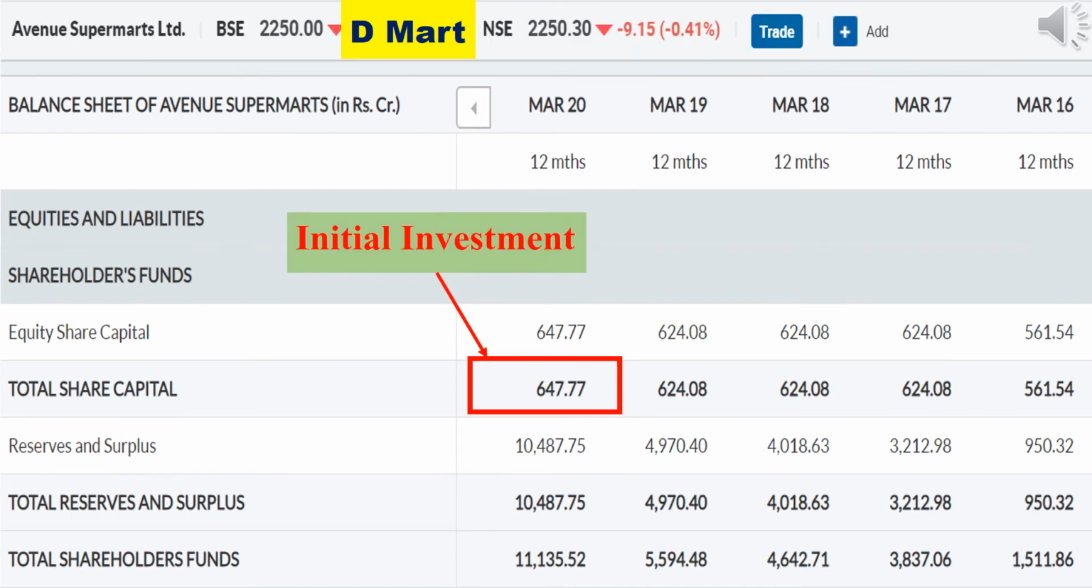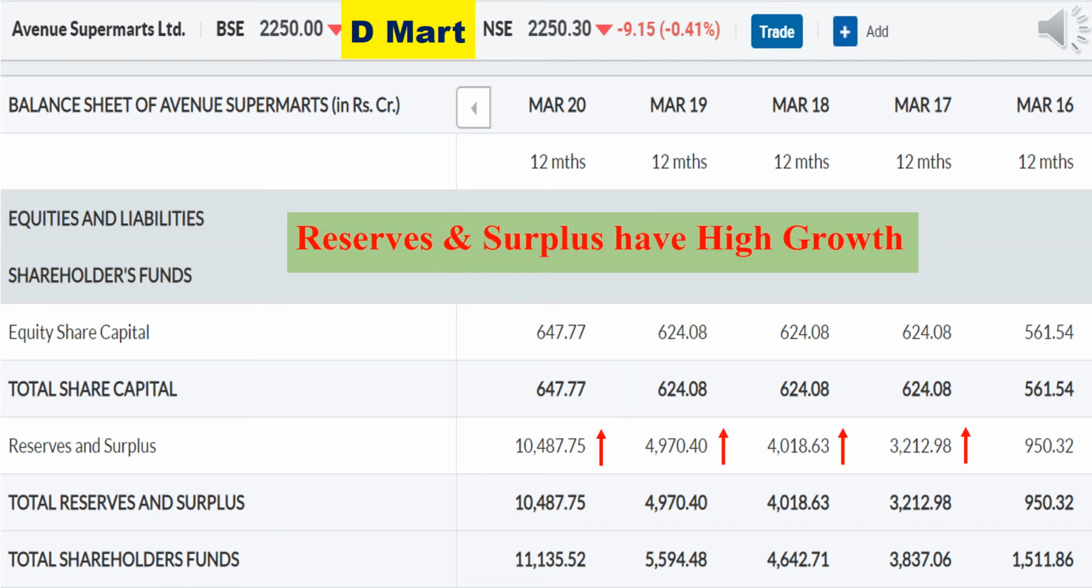Next, I had opened the balance sheet of DMart. DMart is nothing but the brand name of Avenue Supermarts. Its share capital value is 647 crore rupees. That is, the initial investment for starting Avenue Supermarts is 647 crore rupees. Next, reserves and surplus for DMart is increasing year by year. So, the reserves and surplus parameter is a positive sign for DMart. At present, in the share market, DMart is one of the good shares.